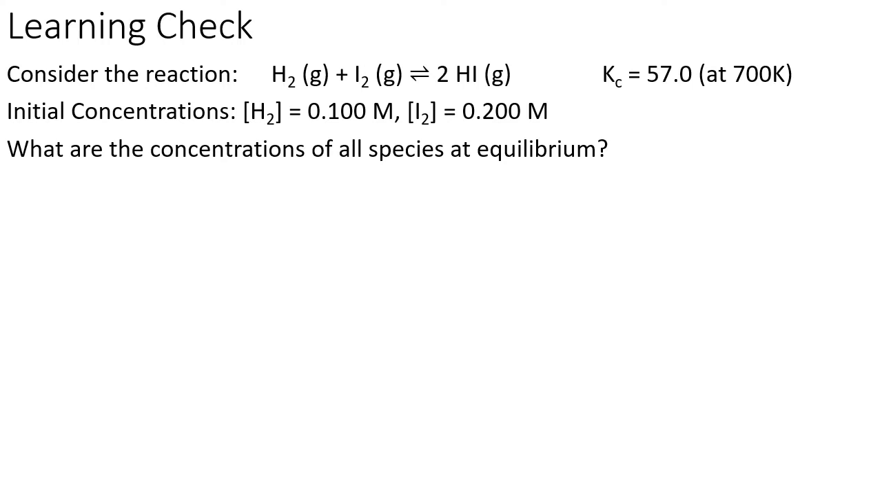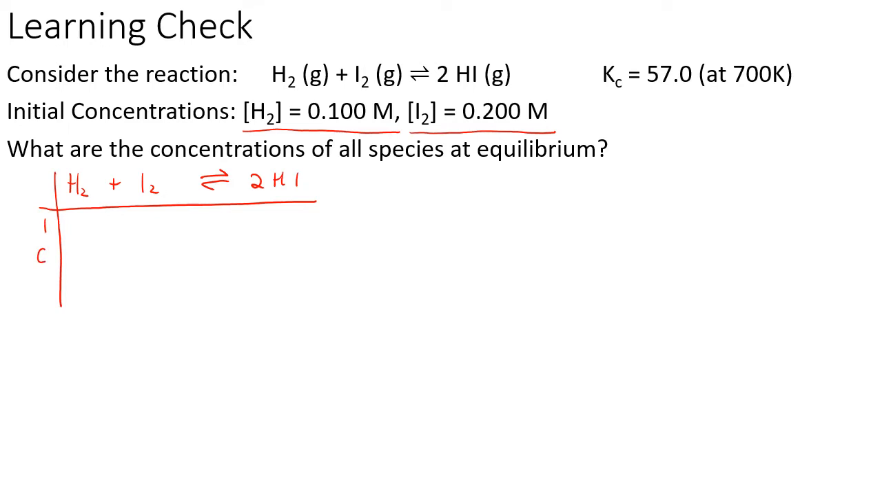We've actually seen this reaction before, but in the previous example, the initial concentrations of hydrogen and iodine were both the same. Whereas here we have hydrogen's initial concentration is 0.1 molar and iodine's initial concentration is 0.2 molar. We want to calculate the concentration of all species at equilibrium. So let's start by writing our ICE table. We have our hydrogen plus our iodine in equilibrium with 2HI. We're going to have initial, change, and equilibrium concentrations.